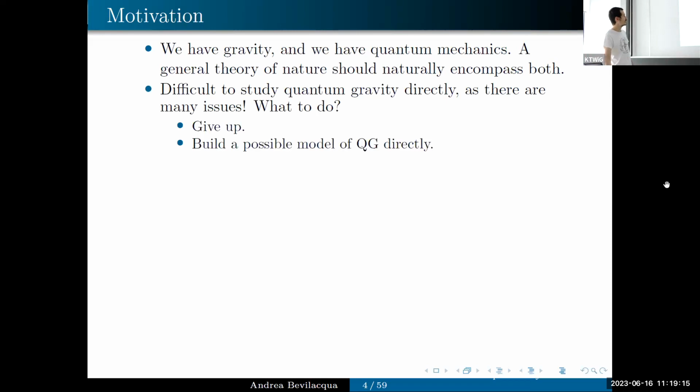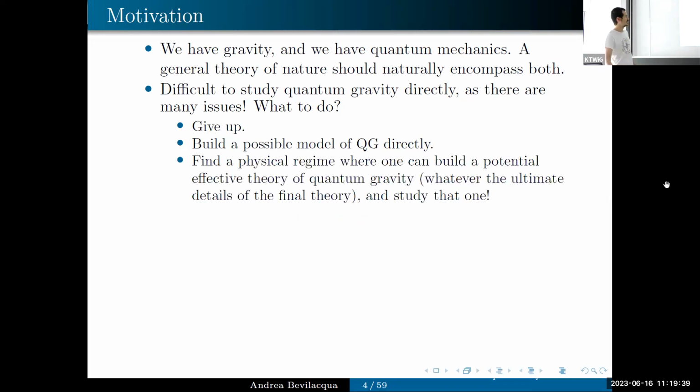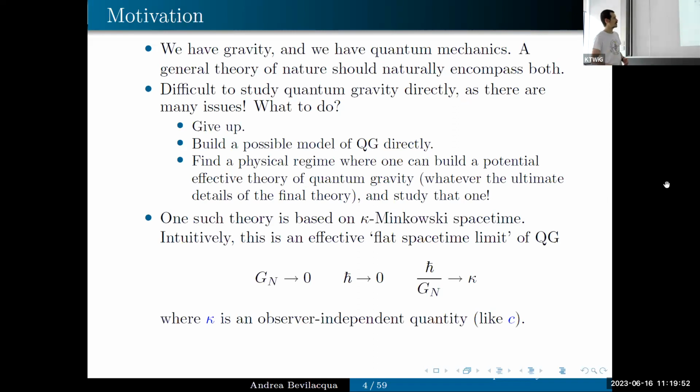So what to do? We can give up, but it's not really satisfactory. We can build a possible model of quantum gravity directly. Of course, there are several approaches to this. You can try string theory, you can try loop quantum gravity, you can try whatever you want. This depends heavily on the assumptions you decide to make, because you need to solve these problems in some way. Or you can try to find some physical regime where you can build a potential effective theory of quantum gravity, which does not depend on the details of the final theory, and then study that one. This is what I will do in this talk.